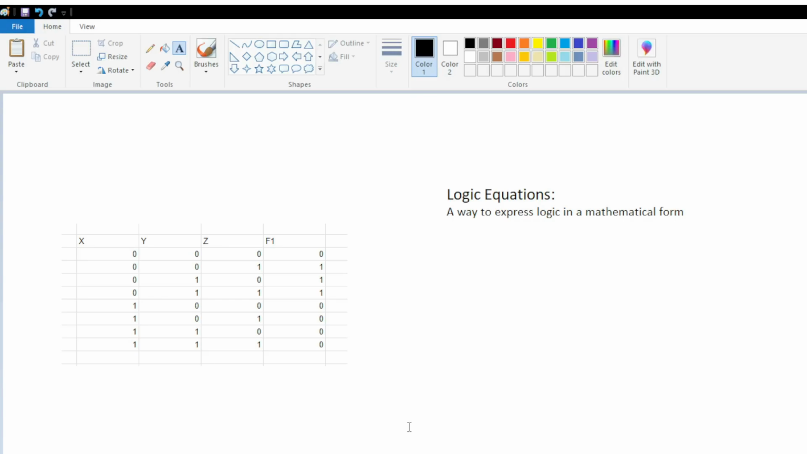Now I know what you may be wondering. Whoa. What the fuck is a logic equation? Well, a logic equation is a way for us to express logic in a mathematical form. There are 3 basic functions of logic equations.